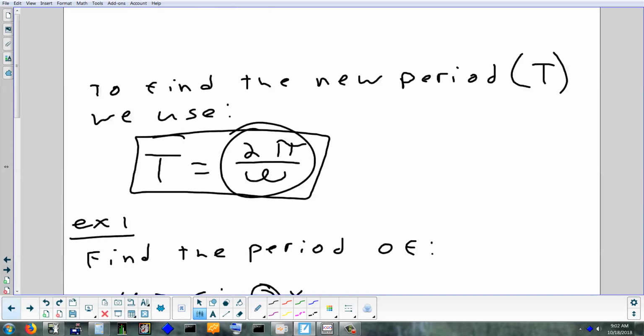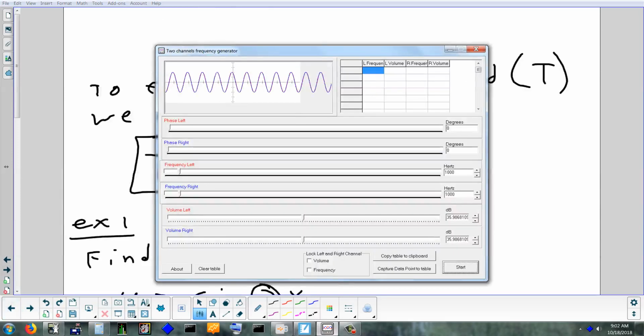All right, so let's take a look at what that would sound like. So when we stretched and compressed it up and down, what happened to the sound?